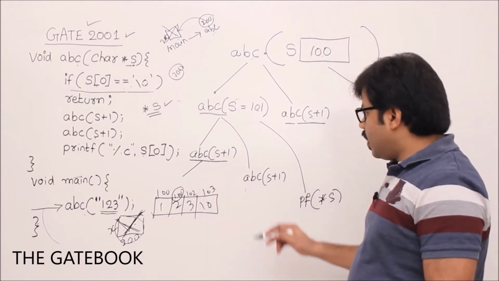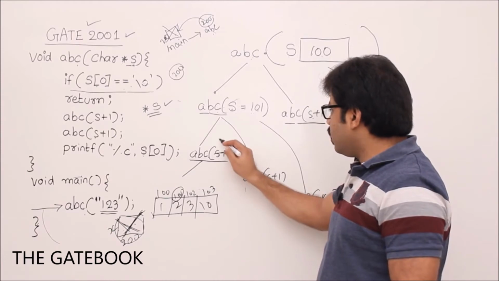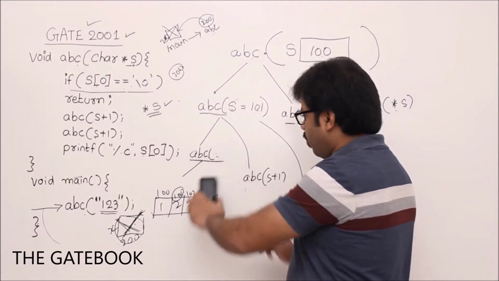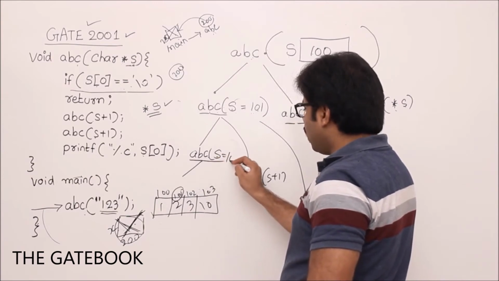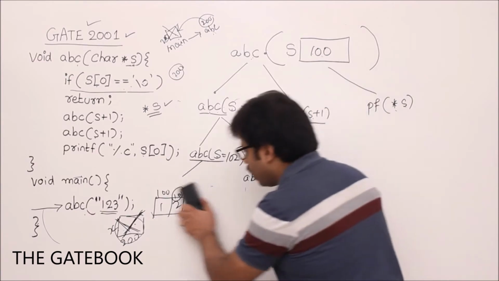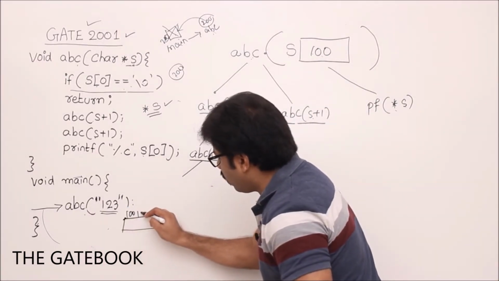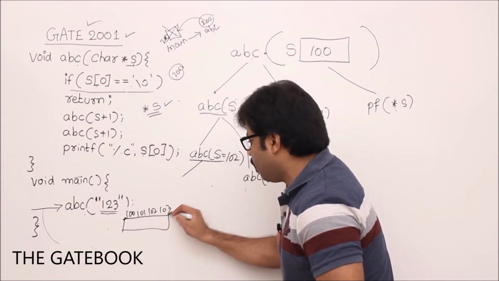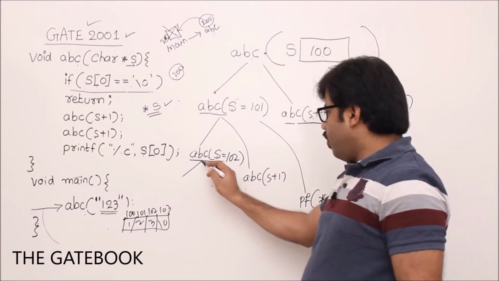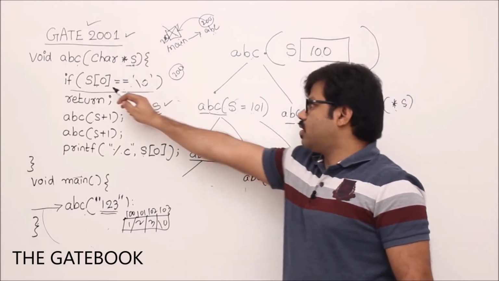Now ABC of s plus 1, what is s? This s refers to this one, that is 101. Then s plus 1 is 102. Who is going to get that 102? The local variable of ABC. Again, we have a local variable s that is going to get 102. Now let me explore. So I'll copy this one here. So you have 100, 101, 102, 103, 1, 2, 3, null character, right? So ABC of 102. What is the first step? s of 0, star s, correct?